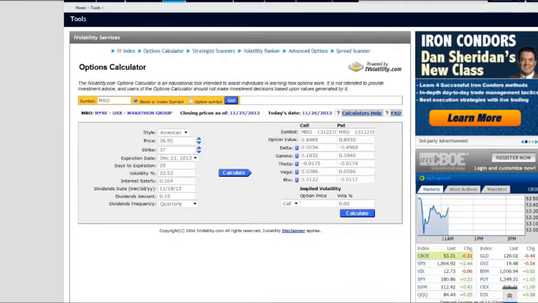Is the dividend paid on long options? It is not. So if you own call options and the stock goes ex-dividend, you do not receive that dividend.